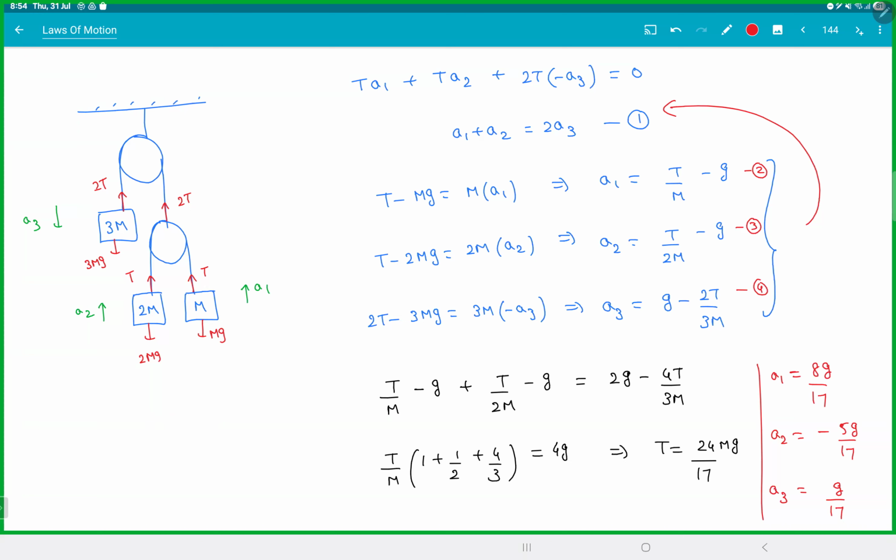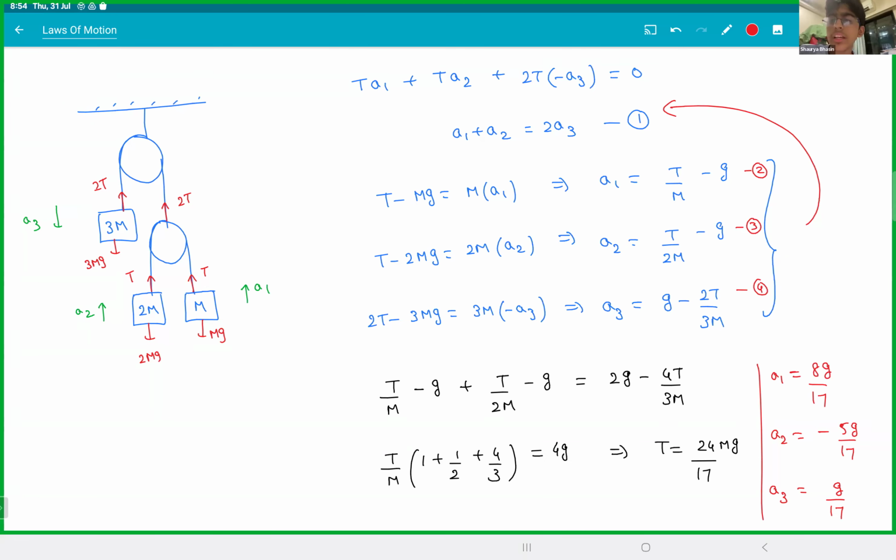So A1 is positive, means my assumption is right. A2 is negative, my assumption is wrong. 2mg is also going down. A3 is positive, my assumption is right, it is going down. There, these are your accelerations. Not good numbers, but that's how you solve.